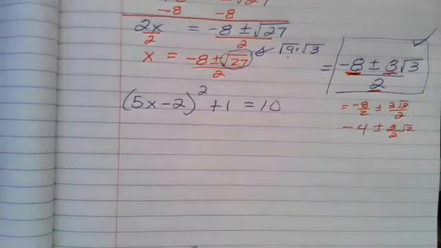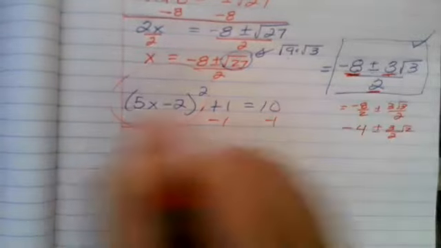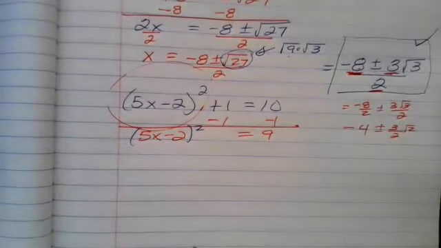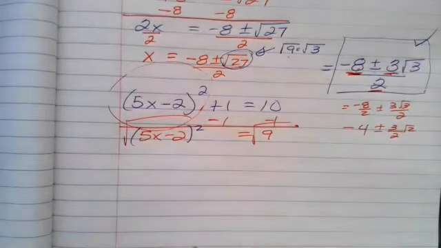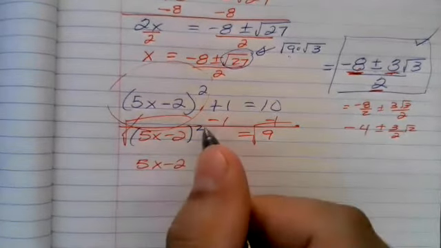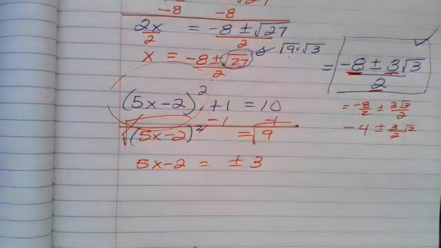In this next example, we want to get our perfect square binomial by itself. So I'm going to subtract 1 from both sides. So I'm going to have 5x minus 2 is equal to 9. And this is squared. I'm going to take the square root of both sides. So I'm going to have 5x minus 2. My square root cancels out my square, equals plus or minus 3.